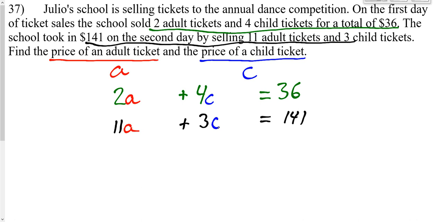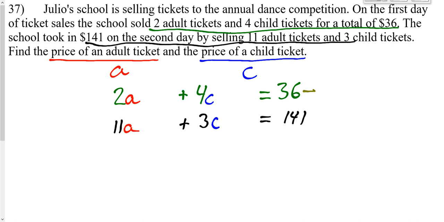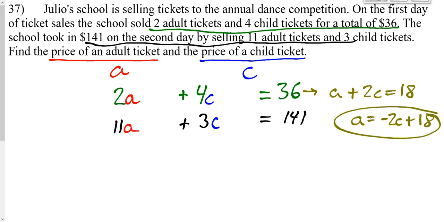Now, for me, I notice that the top equation, everything up here is even. So I'm going to divide everything by 2. So then I get A plus 2C is equal to 18. I notice that I can get A on one side by itself, so I could use substitution. Now, if I do that, I would get A is equal to minus 2C plus 18. And then I can go ahead and plug it in right here.